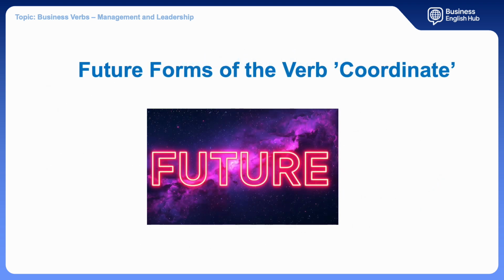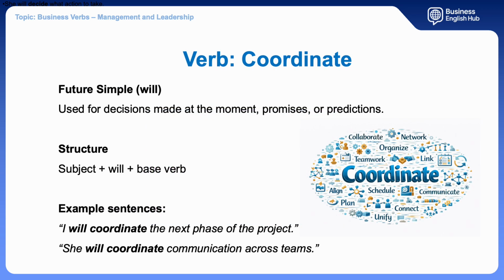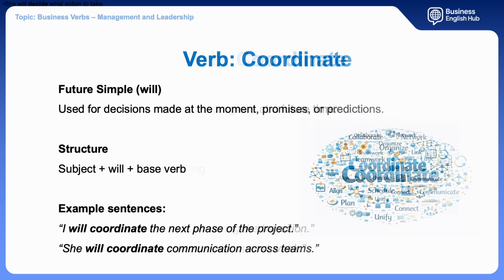You're now going to learn the future forms of the verb coordinate. The future simple uses will, and it's used for decisions made at the moment, promises or predictions. Its structure is subject plus will plus the base verb coordinate. Example sentences are, I will coordinate the next phase of the project. She will coordinate communication across teams.